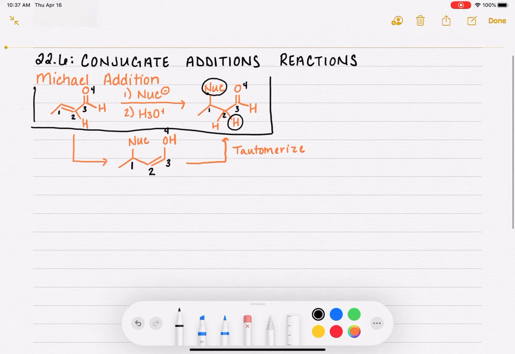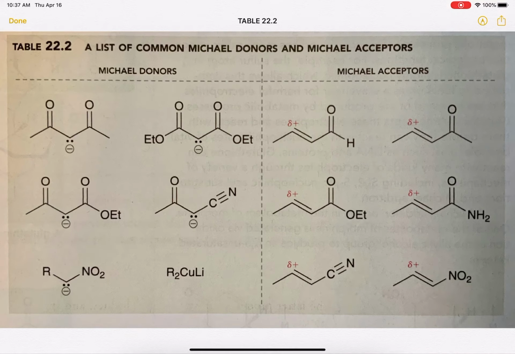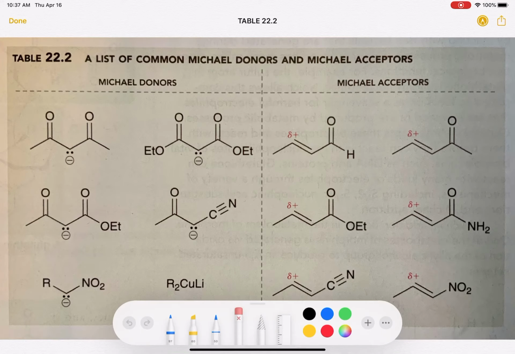So what I want to do is show you in your textbook, you have a table, table 22.2, which is somewhere around page 1080. In my book, it's on 1081, so it's somewhere in that area. And this is a list of the most common, so notice this emphasis on this is common Michael donors and Michael acceptors. Michael donors, this is just another way of saying that these are the nucleophiles. And then the Michael acceptors are the reactants, the things that the nucleophiles are adding to.